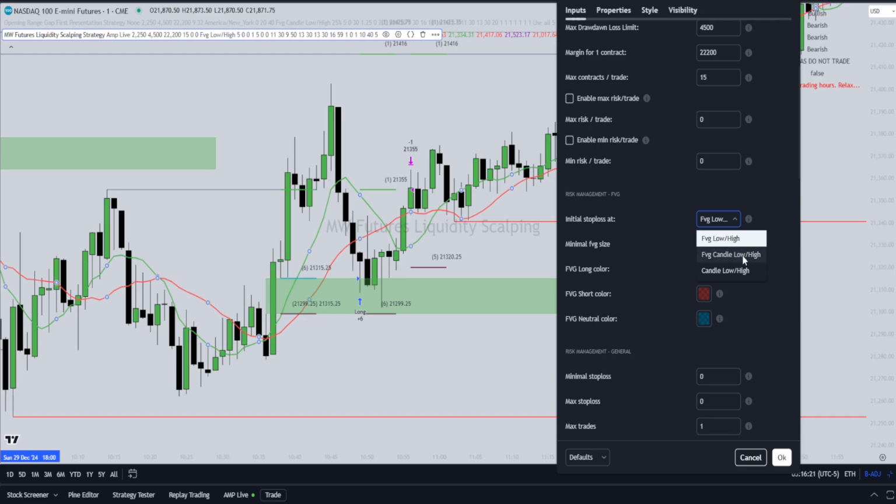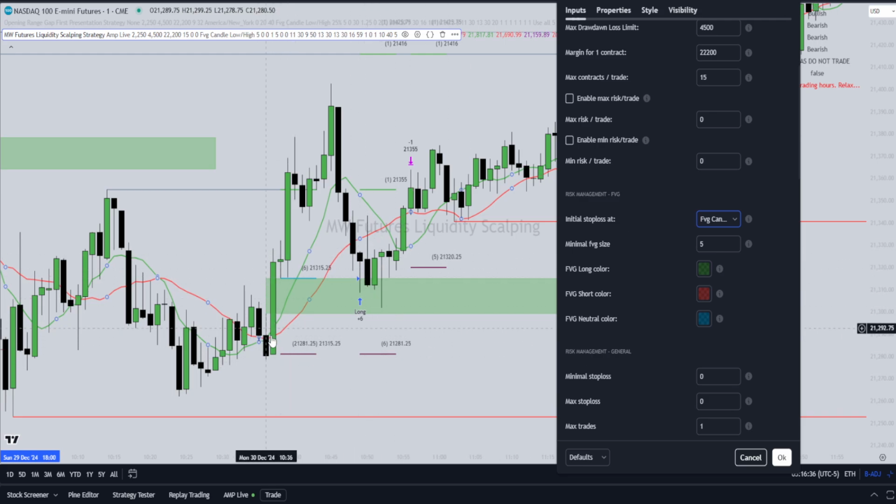This is also taught in ICT's different mentorships. He talks about this, that once you get more advanced as a trader, this could be good enough for you. The default setting, however, is fair value gap candle low and high.